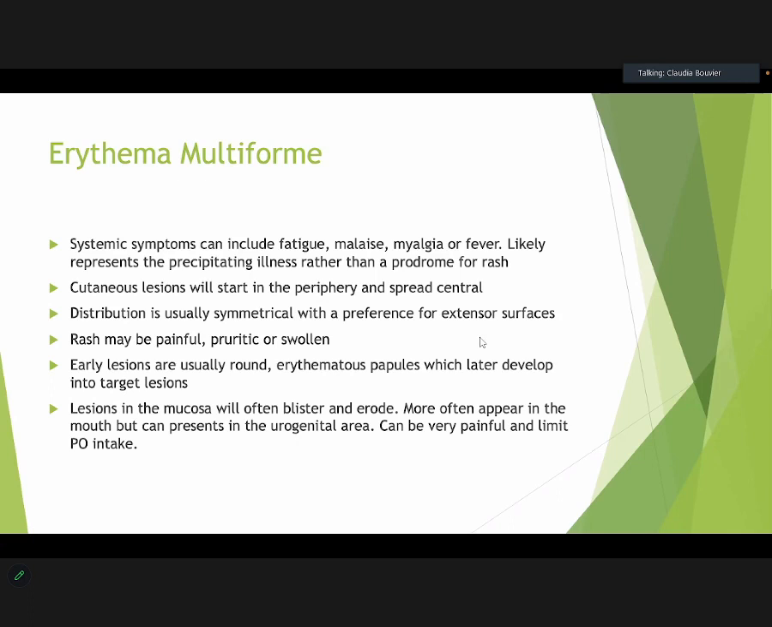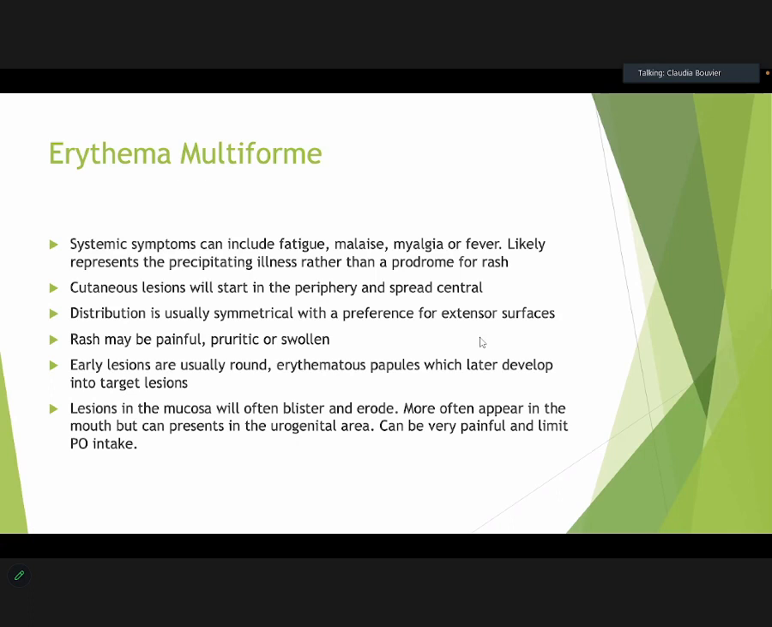The cutaneous lesions will start in the periphery and then spread centrally, so the palms and soles, and then go toward the trunk of the body. The distribution is usually symmetrical, with a preference for extensor surfaces. The rash can be quite painful. It can be pruritic or appear swollen, and these patients are fairly uncomfortable, which is why they may be presenting to you.